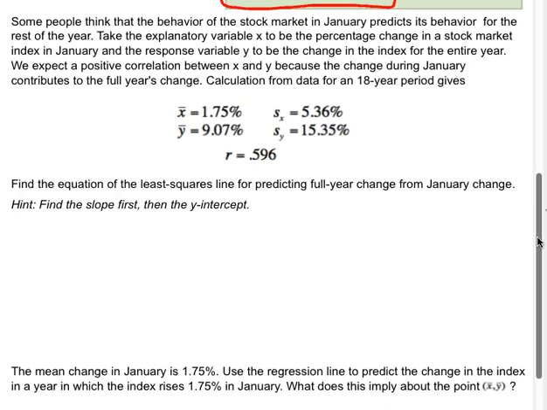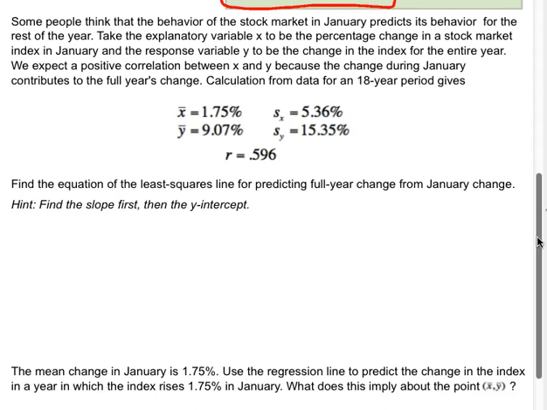We expect a positive correlation between X and Y because the change during January contributes to the full year's change. Calculation from the data over an 18-year period gives that information. Find the equation of the least squares line for predicting full year change from January change. And again, I already give you the hint, find slope first, then the y-intercept.